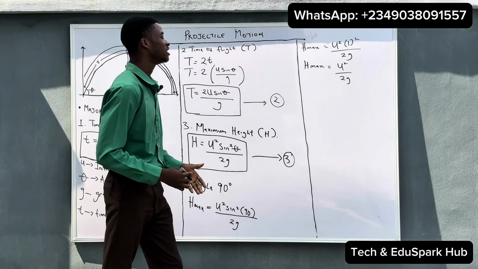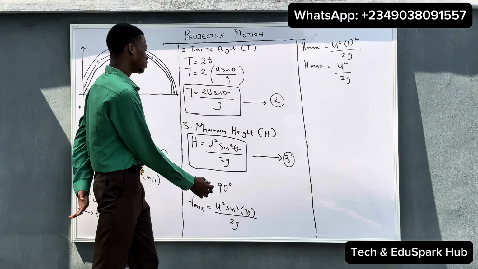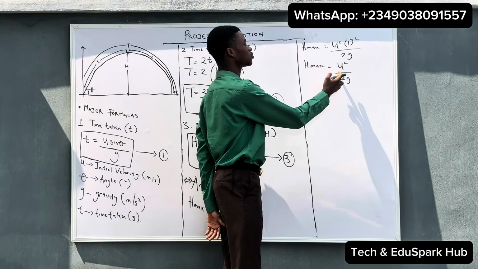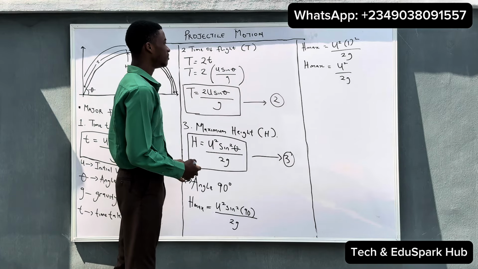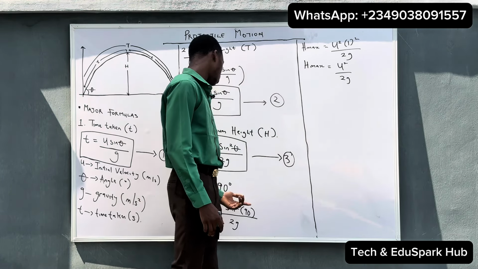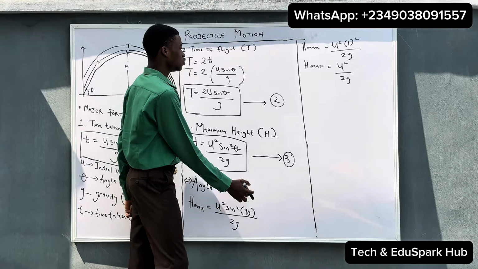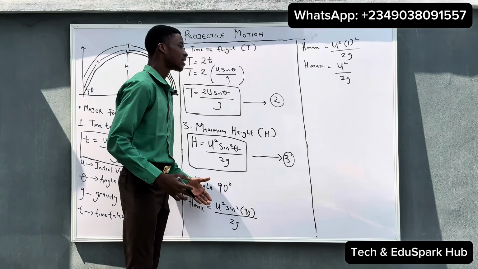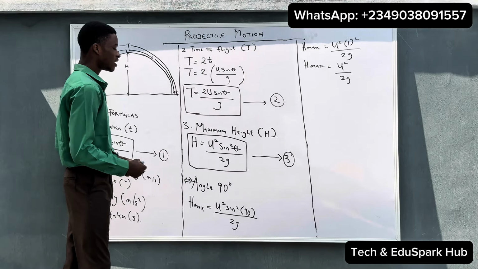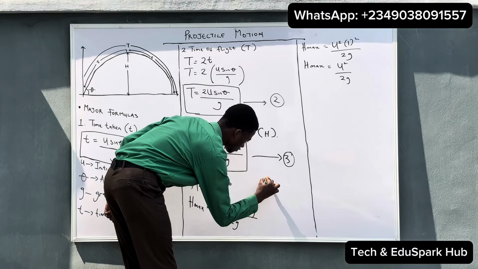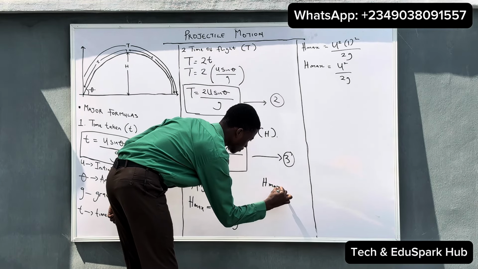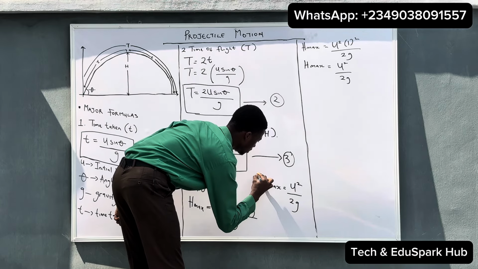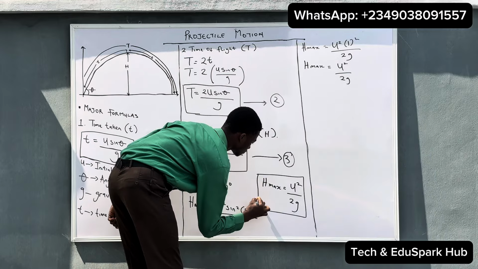So if they ask you to calculate the H max when you are not given the angle, you can easily use this formula, which is H max equals U square over 2G. Because for a body to reach the maximum height, the body must be projected at angle 90 degrees. So if you are not given the angle, you can just simply use this formula, H max equals U square over 2G. So let me just write this here. So this is another formula for the H max.